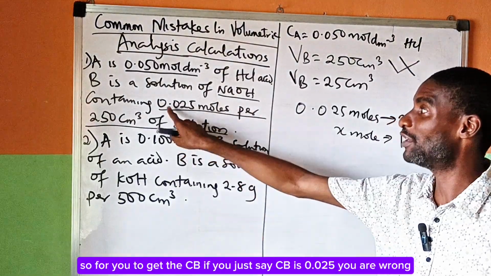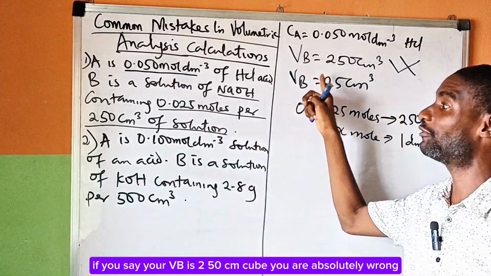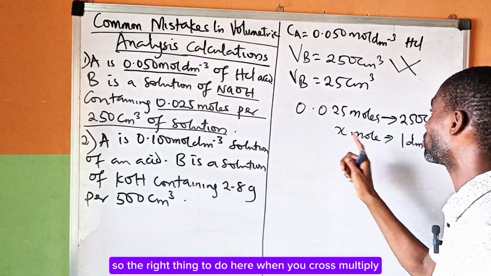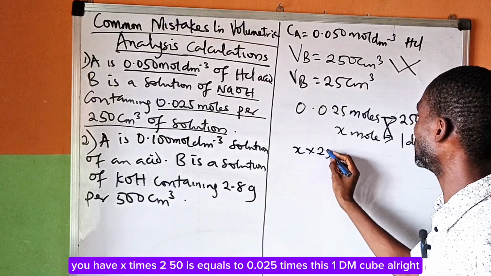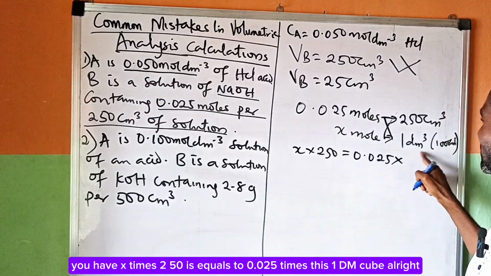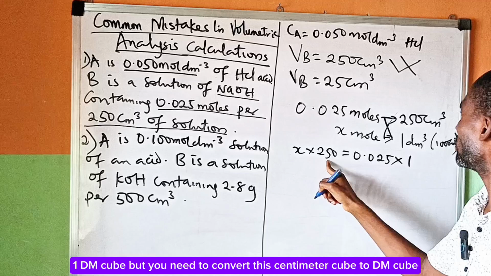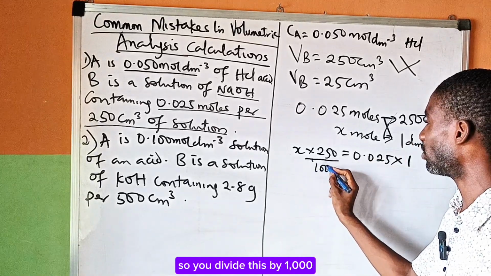For you to get the CB, if you just say CB is 0.025, you are wrong. If you say your VB is 250 cm³, you are absolutely wrong. So the right thing to do here, when you cross multiply, you have X times 250 equals 0.025 times 1 dm³. But you need to convert this cm³ to dm³, so you divide this by 1000.